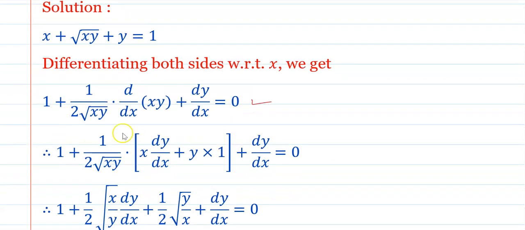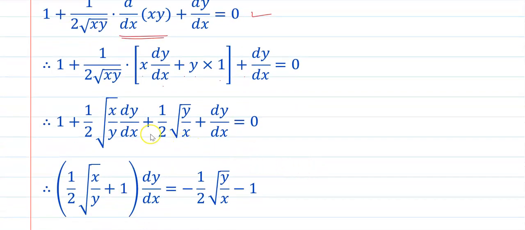Now next, 1 plus 1 upon 2 root of xy into, we will find out the derivative of x into y using the product rule. The first is x, keep x as it is, derivative of y is dy by dx, plus y as it is, derivative of x is 1. Bracket complete, plus dy by dx, that's equal to 0. Next we will do the simplification.